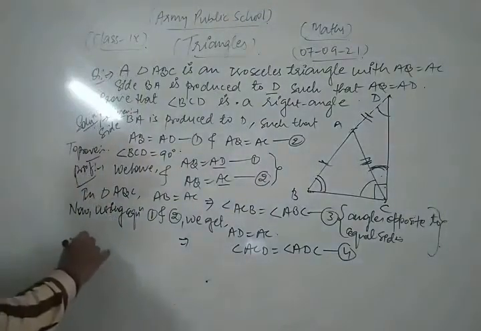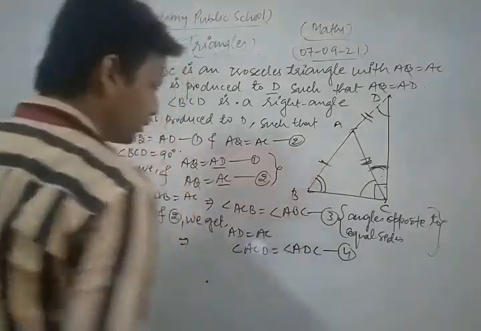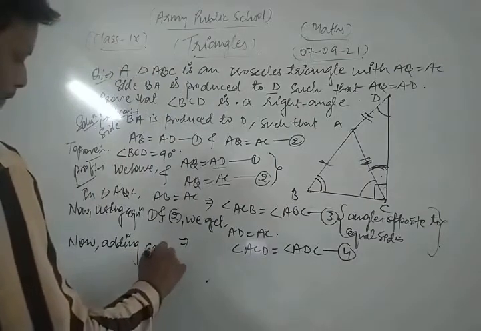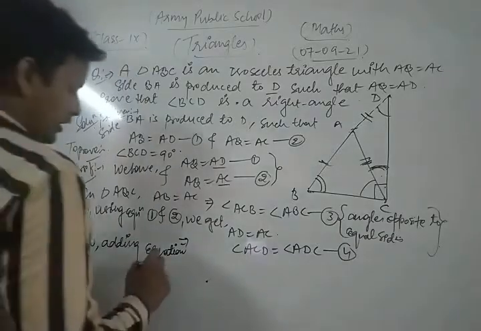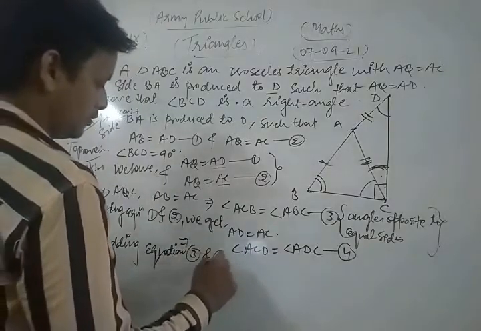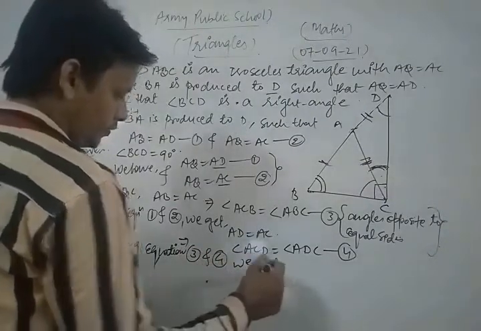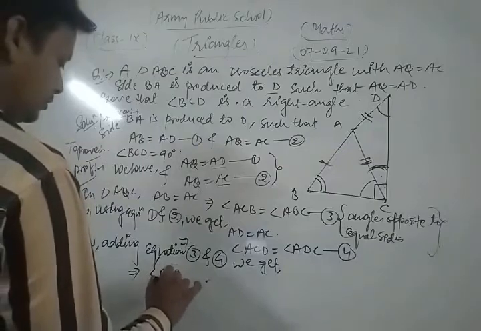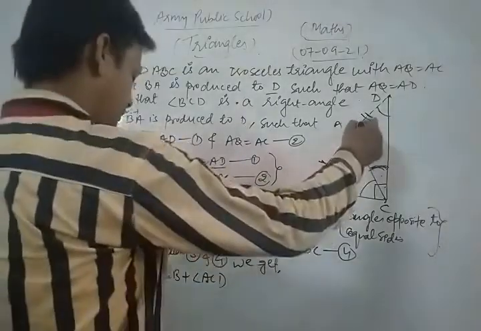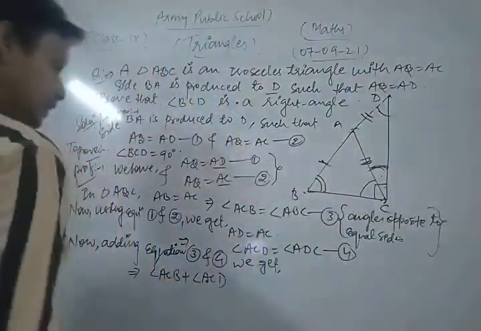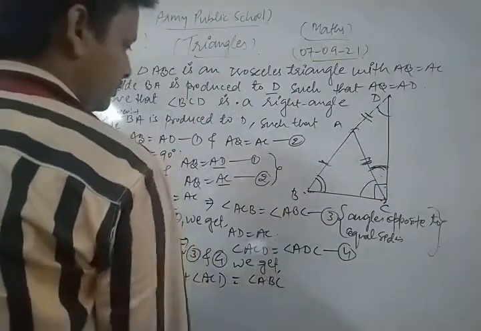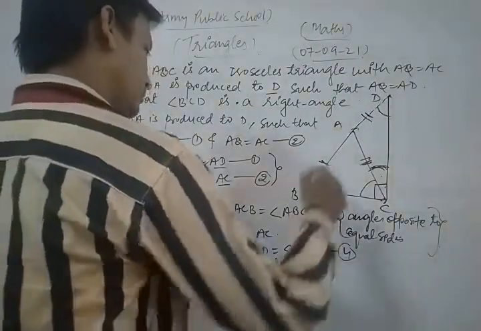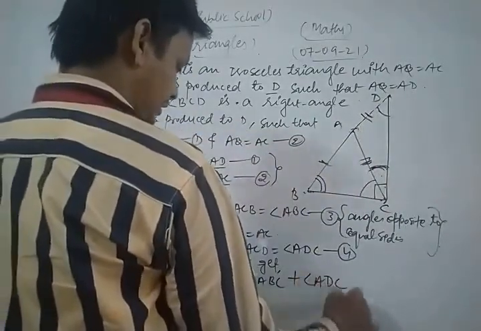Now adding equation 3 and 4, we get, on the left side, angle ACB plus angle ACD, is equal to, on the right side, angle ABC plus angle ADC.